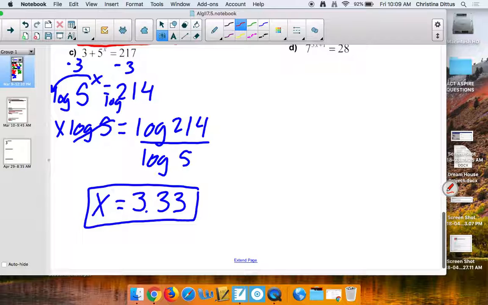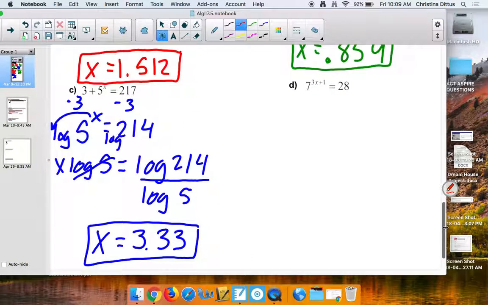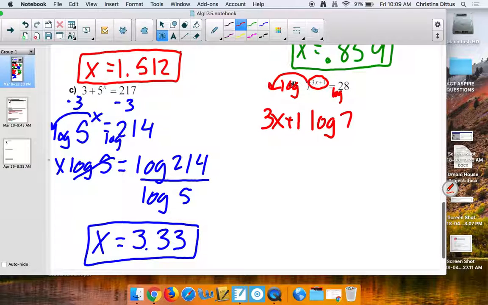Okay, last one of this kind. Is 7 to some power 28? No, so what do I do? Log. So what happens to the exponent? Out front, the whole thing out front. So I got 3x plus 1 log of 7 equals log of 28. I'm going to put parentheses around this actually, because it's not 3x plus log of 7, it's 3x plus 1 times log of 7.